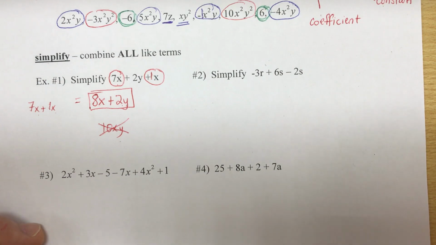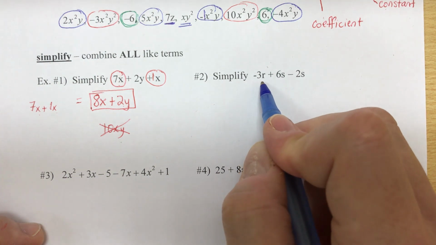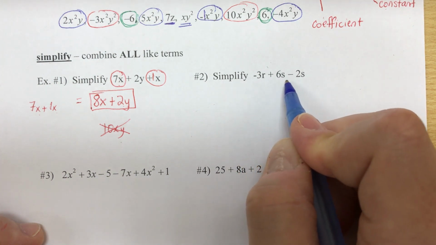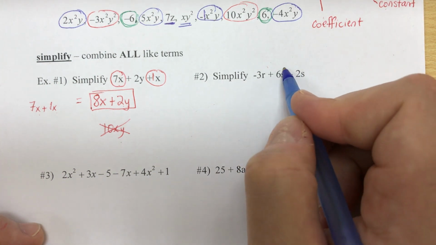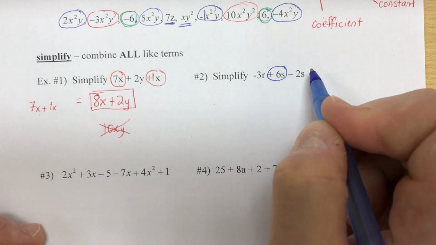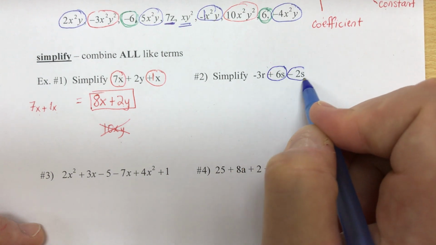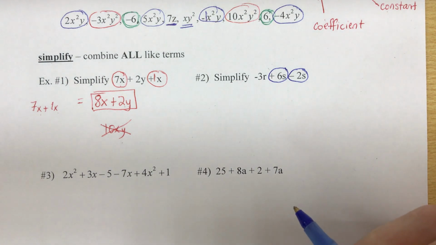All right, let's take number 2. Negative 3r plus 6s minus 2s. Now that's a positive 6s. That is a negative 2s. Now here's the thing.